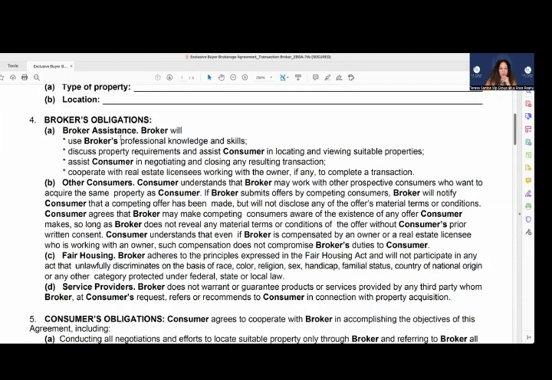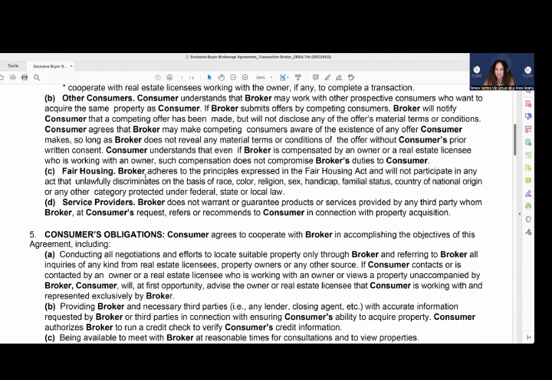Broker's obligations. Broker's obligations are the same as broker's obligation to a listing. So it's broker assistance. Broker will use professional knowledge and skill, discuss property requirements and all that great stuff. So you can read that on your own. I don't need to read to you what your obligations are. You should know what those are. But this is just basically discussing what the broker's obligations, or you as an agent's obligation, is to the consumer. It talks a little bit about fair housing. It talks about service providers.